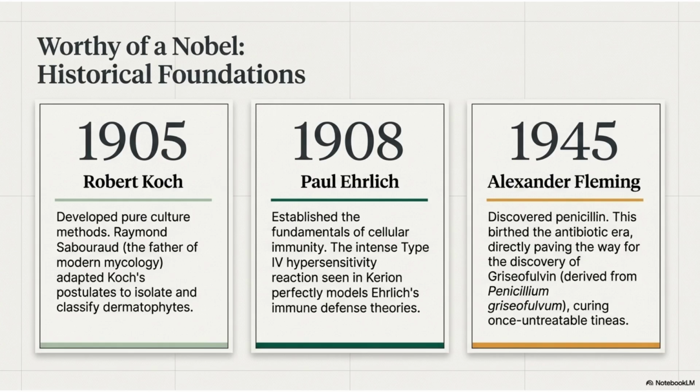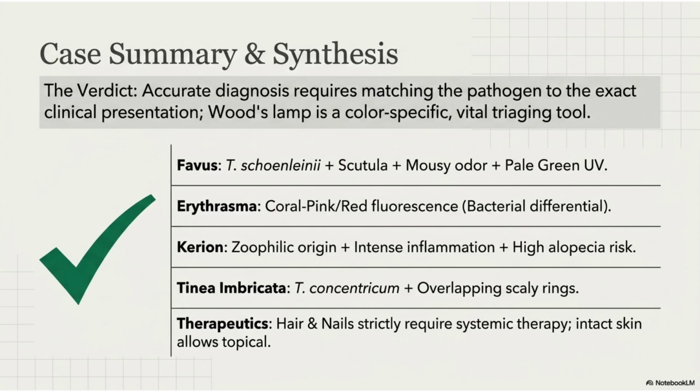Now, I want to delve deeper into the structural engineering failures caused by these fungi. The source material outlines an anatomo-topographic approach. We discussed the endothrix invasion earlier, the fungus tunneling inside the hair. The text notes this creates a specific visual presentation called black dot tinea capitis. Explain the physics behind that.